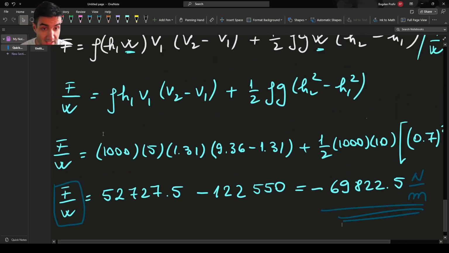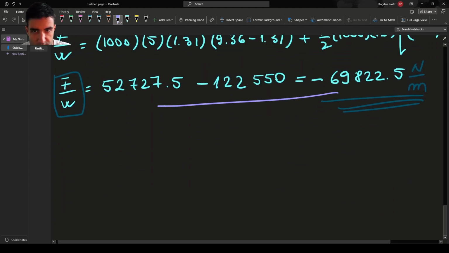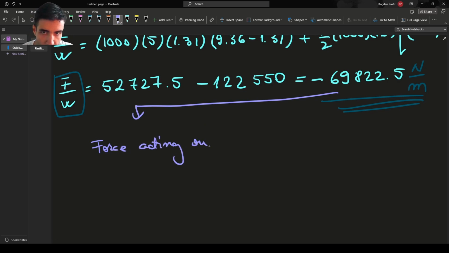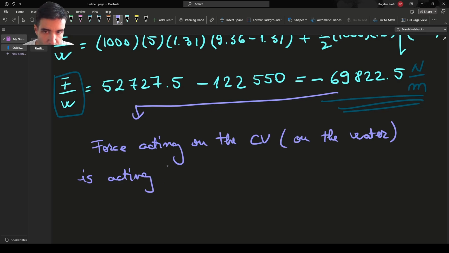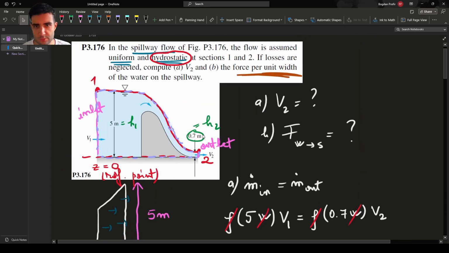Which means that because it's negative, it basically means that the force acting on the water, on the control volume, so I should probably write it with words here. So this means that the force acting on the CV, in other words, on the water itself, is acting to the left. So the water is basically experiencing a force to the left due to that dam, due to the spillway, right?